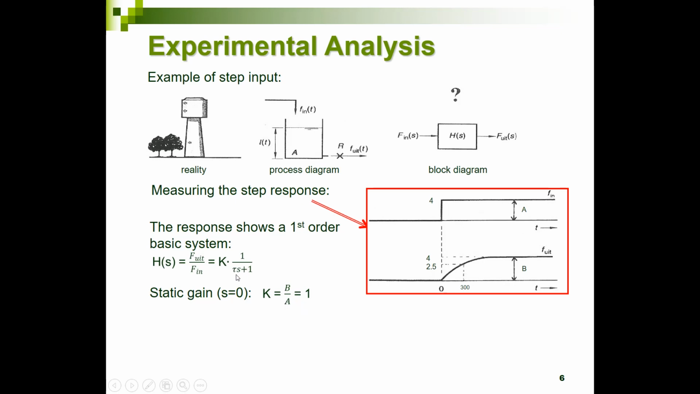Now let's look to the time constant of my system, and then I look to the 63% value of 4, which is almost 2.5. And at 2.5, I see that the time is equal to 300 seconds. So in that case, my time constant is 300 seconds. So now I know everything about my first order system. I know the k, I know the tau. So I've modeled it by first order systems, and the parameters have been determined by measurements.